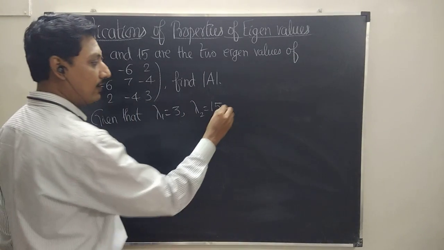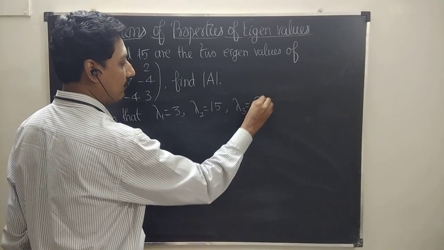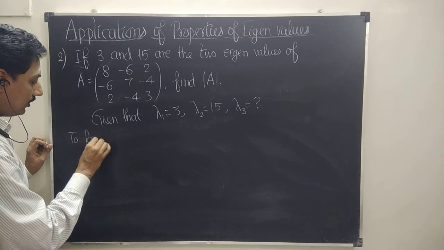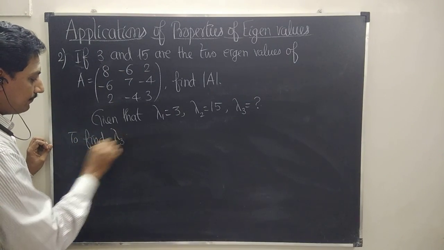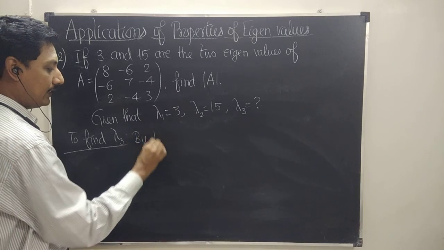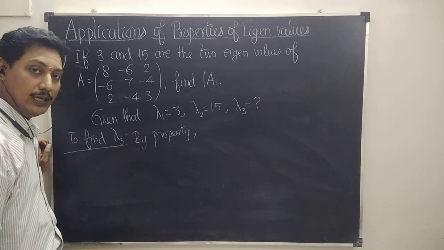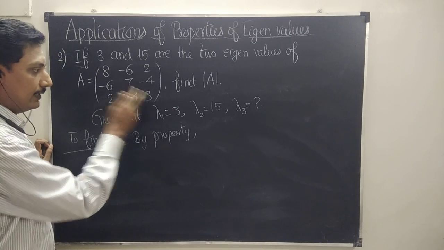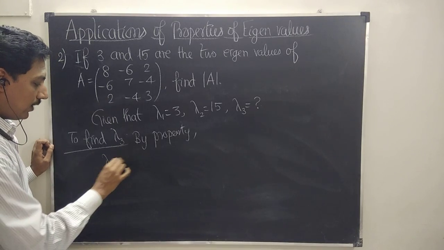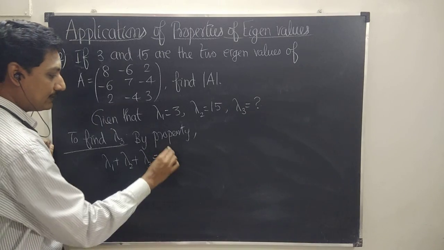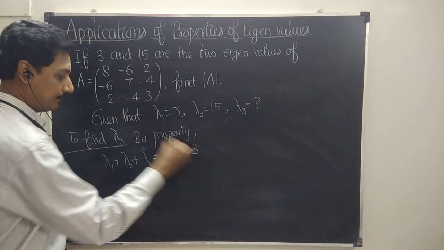So the third eigenvalue is there. What about the third eigenvalue? Let us find out the third eigenvalue first. How to get the third eigenvalue? Lambda 3 by the property. What's the property? Sum of the eigenvalues is equal to the sum of the leading diagonal elements. So lambda 1 plus lambda 2 plus lambda 3 is equal to 8 plus 7 plus 3.